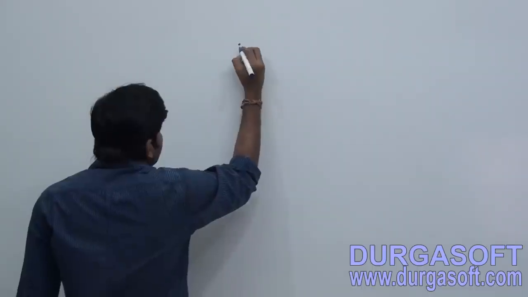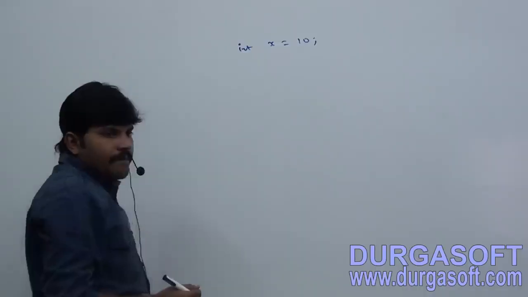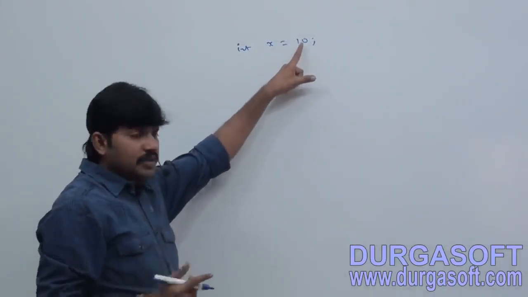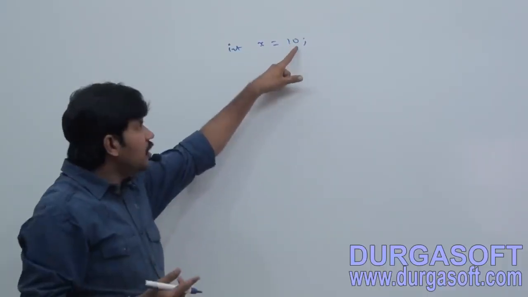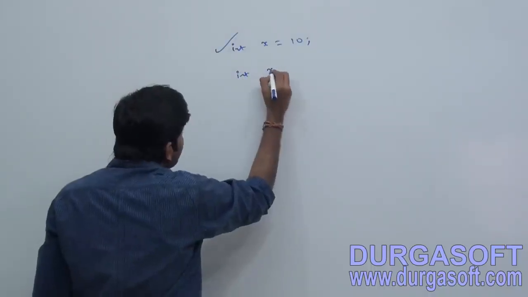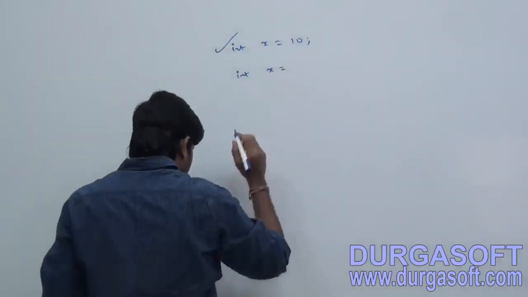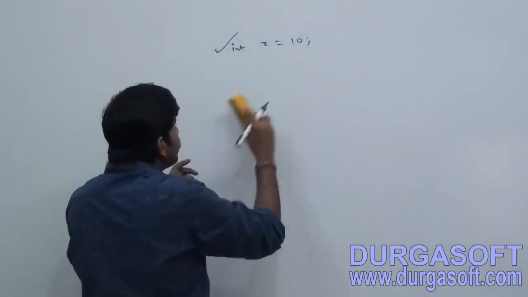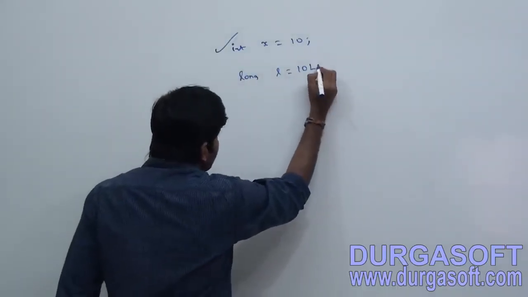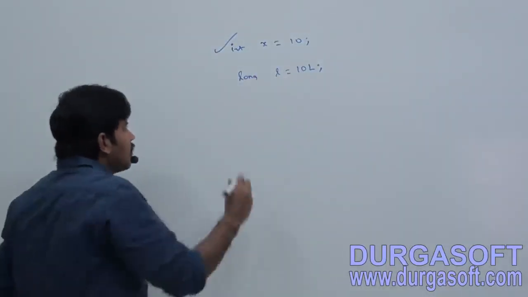Now observe this point. Here I am taking int x is equal to 10. Valid or not? Valid, because the integral literal is of int type, int value, int variable. No problem at all. Next, long l is equal to 10L. Valid or not? Long value, long variable, no problem at all.